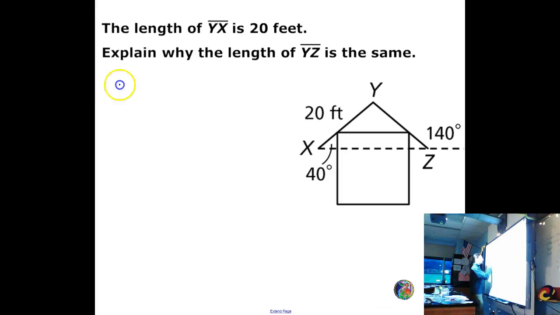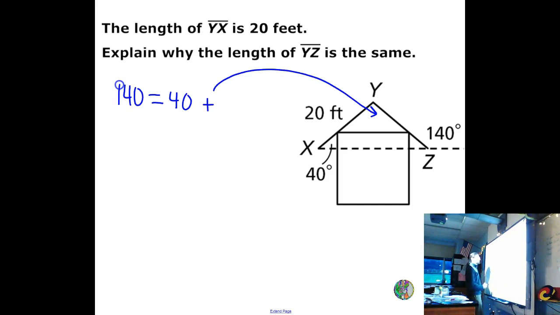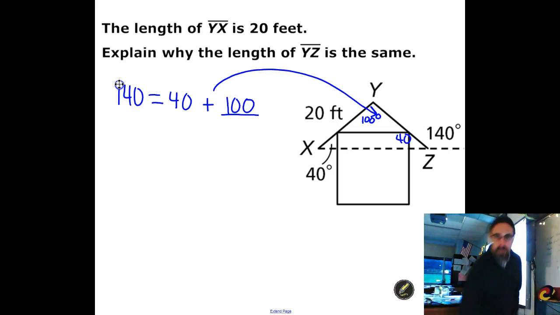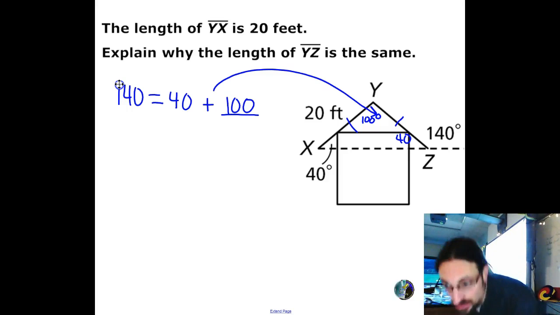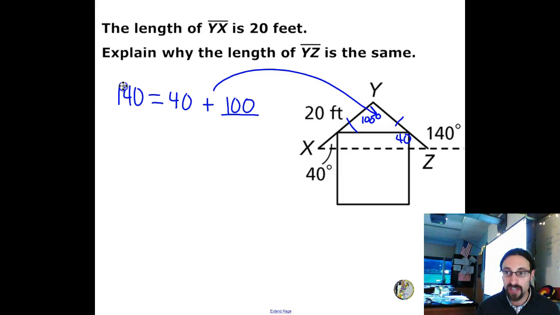Well, because 140 is an exterior angle, 140 equals 40 plus this angle right here. And you're screaming out saying, well, Mr. Reisman, that obviously has to be 100. Okay, well, if this angle is 100, that means this angle here also has to be 40 degrees. So what you're saying is the reason that YZ has to be the same as XY is because of the converse of the isosceles triangle theorem. The base angles are the same, therefore the sides are the same.